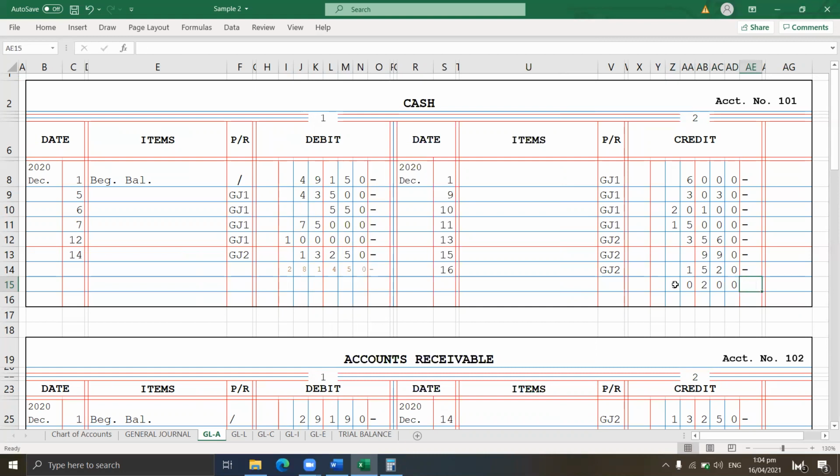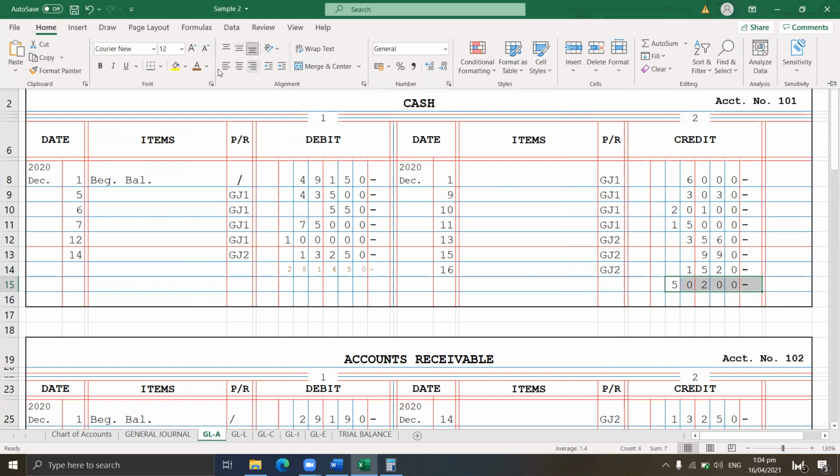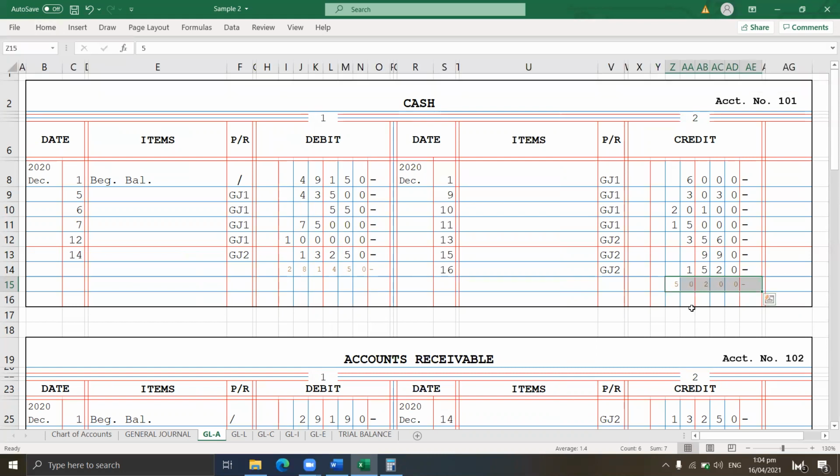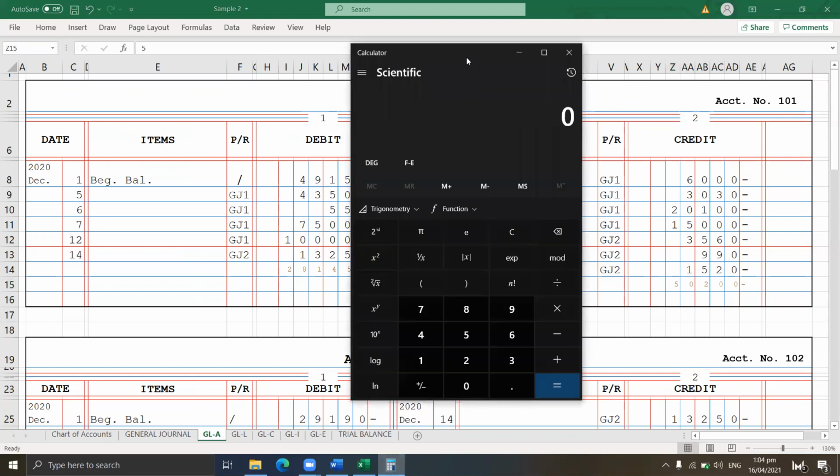Okay, you can also check, class, using your own calculator. Okay, so it will be using pencil footing. So 50,200 yung credit. So after that, 'di ba, ang sabi natin, compare our total debits and total credits. So as you can see, mas malaki yung total debit natin. So let's get the difference of the two.